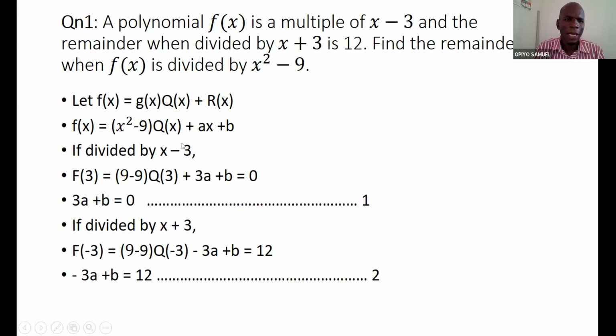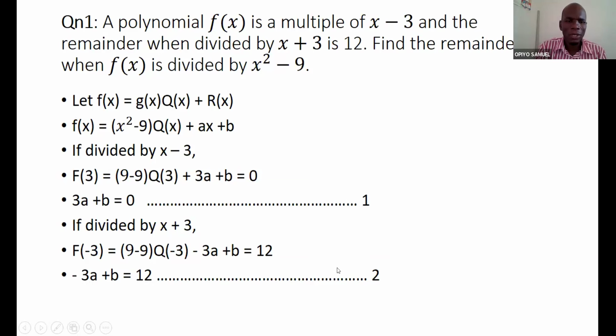The second part is saying when the polynomial is divided by x plus 3, the remainder is 12. So dividing by x plus 3, equating x plus 3 to 0, you get x equal to negative 3. So we now put x equal to negative 3 in the polynomial. Remember, I said this capital F is a typing error; it just jumped when I spaced. So for this case, we get negative 3a plus b equal to 12. These are two equations in two unknowns.